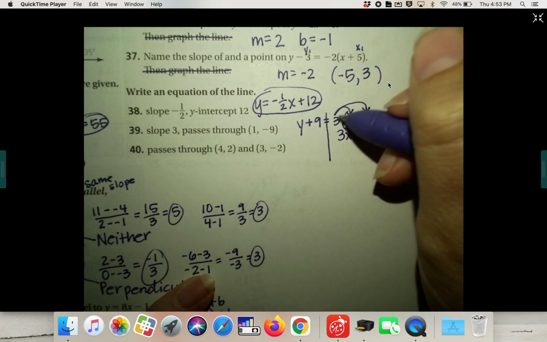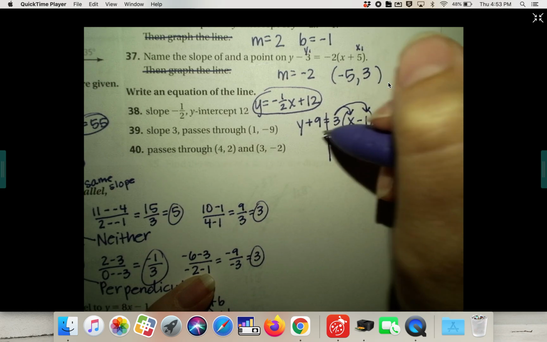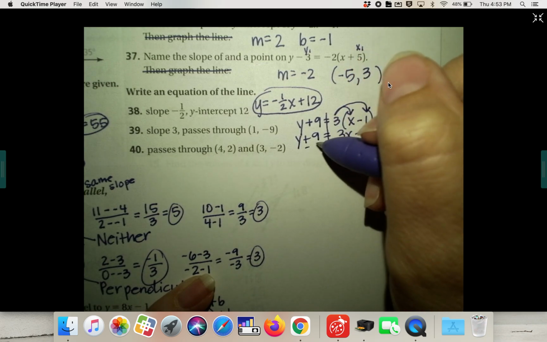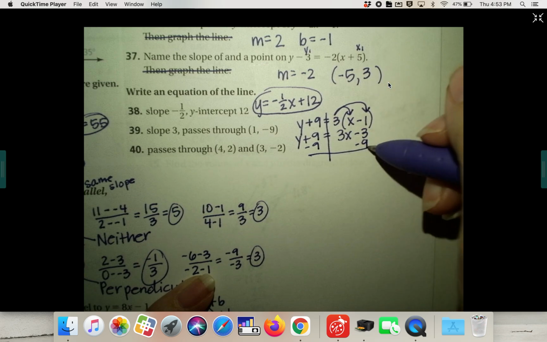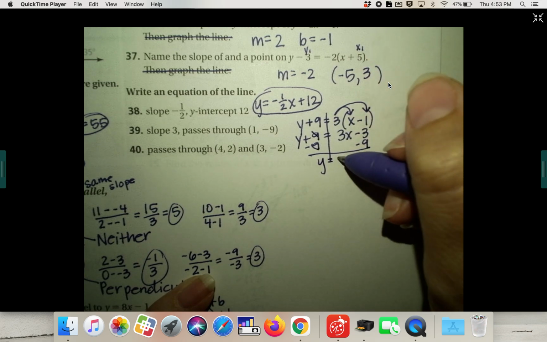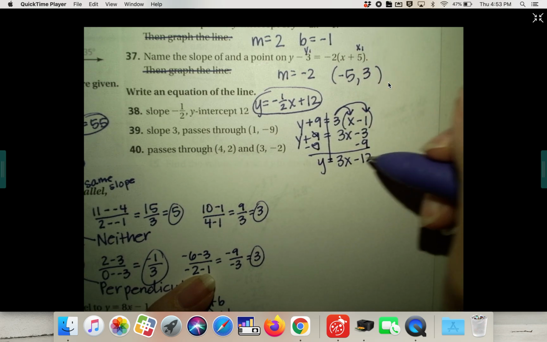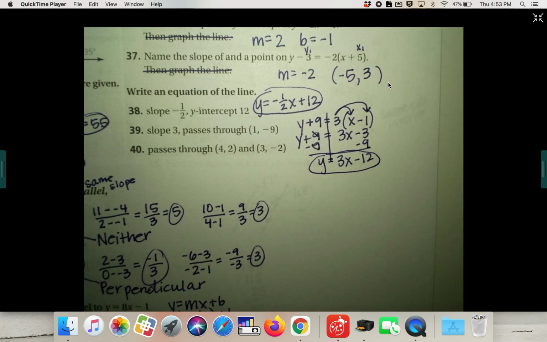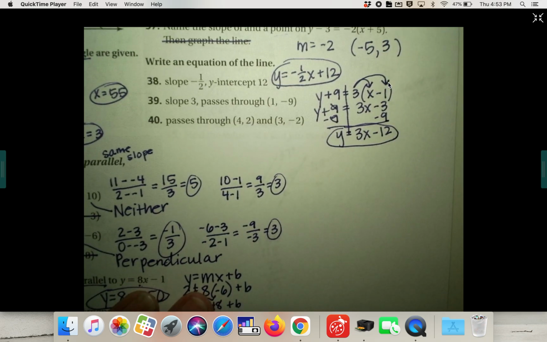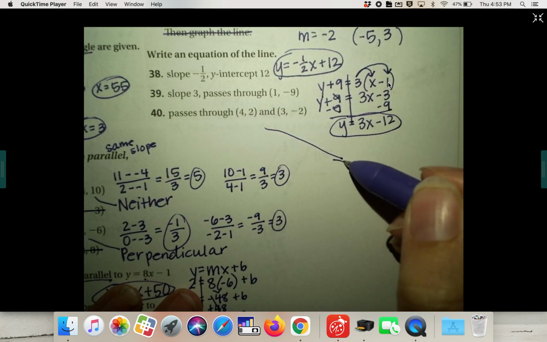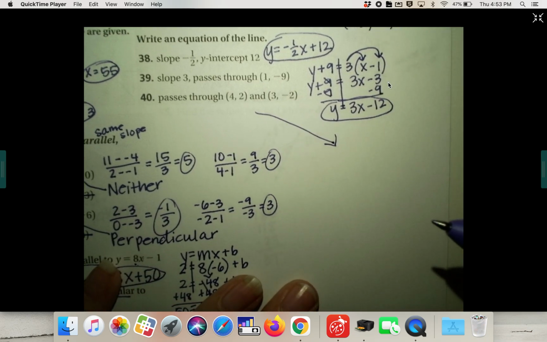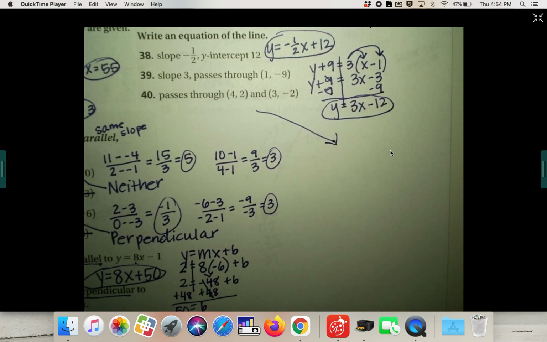So 3x minus 3, y plus 9. I'm going to subtract 9 from both sides. And you can do it this way: 3x minus 12. Or we could have done it the way I'm going to do number 40. So I'm out of room, so let me do this down here. So number 40, first we need to find the slope, and we don't have it. It didn't give it to us.